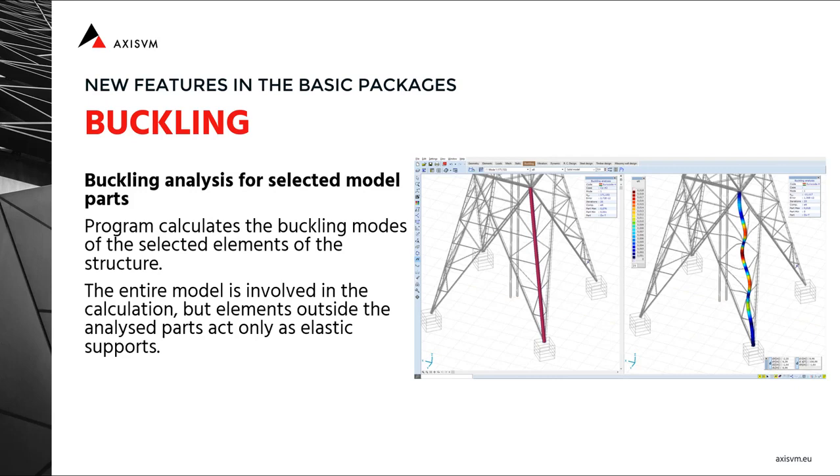Backlink analysis in AxisVM received a significant improvement, as the analysis can now be performed for selected model parts as well, not just for the entire model. This way, the software calculates the backlink modes of the selected elements of the structure only. The entire model is involved in the calculation, but elements outside the analyzed parts only act as elastic supports.